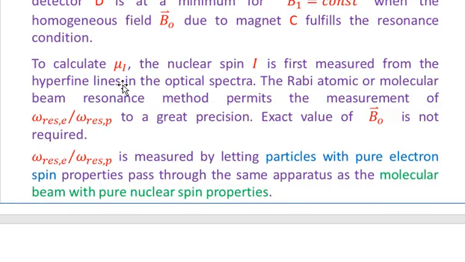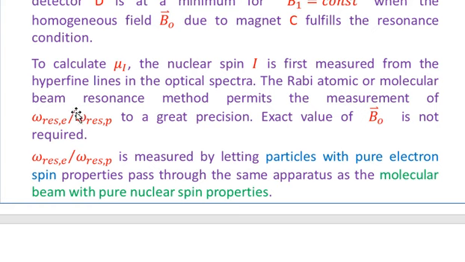To calculate mu I, that is the magnetic moment due to nuclear spin, the nuclear spin I is first measured from the hyperfine levels in the optical spectra. So you see that you can calculate the hyperfine levels, and then from these hyperfine levels through the optical spectra, you can determine the value of the nuclear spin I.